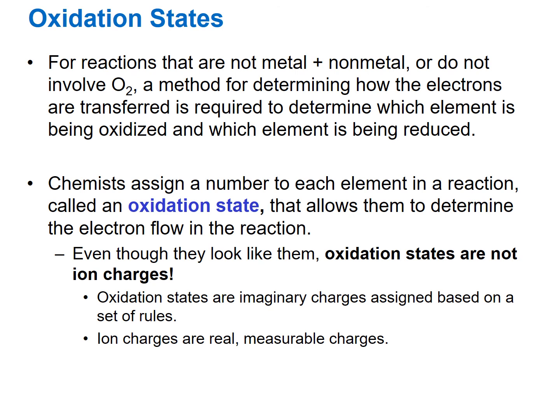Now, this is basically a very elaborate accounting system that is helping us get a concrete understanding about what these electrons are doing. So that's really what this is. It's just an elaborate accounting system, a contrived accounting system. And here's the slide that says, even though they look like them, oxidation states are not ion charges. Oxidation states are imaginary charges assigned based upon a set of rules, and ion charges are real. They're measurable charges. It shows what happens once the electrons show up or leave. So that's the difference. But you can actually use the ion charge to determine oxidation number, even though they're not the same thing. So there's that.